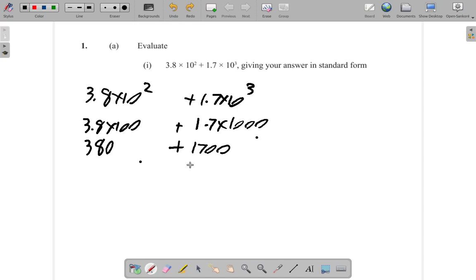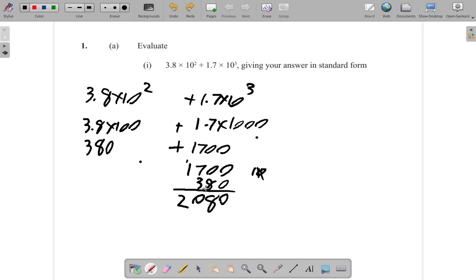So you have 1,700 plus 380. 0 plus 0 is 0, 8 plus 0 is 8, 7 plus 3 is 10. So bring down the 0, carry 1. 1 and 1 is 2. So it's 2,080.